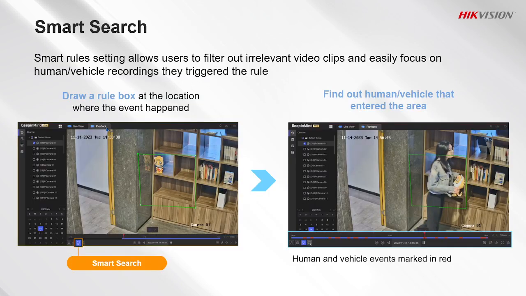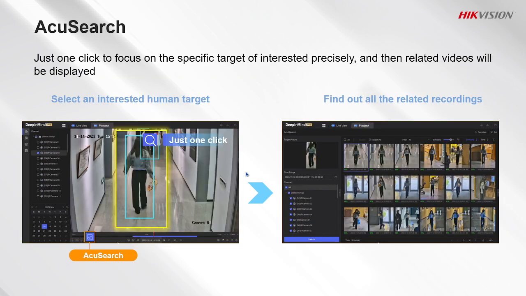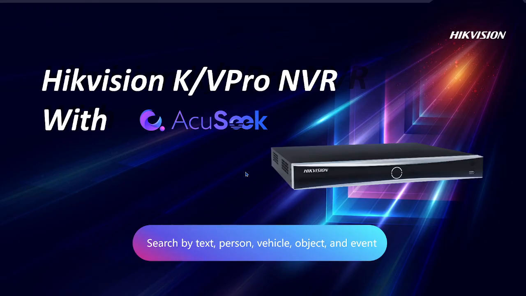But HIKVISION introduced some solutions we call the smart search. With smart search, I can draw a rule box and look for activities within that rule box. So my footage will be narrowed down, but again, these events will still be too many. We also have AccuSearch. With AccuSearch, you upload or select an image, then click search, and it will find the images through all that footage. But let's think of what we have right now, and we call this AccuSeek. So we get an AccuSeek NVR.